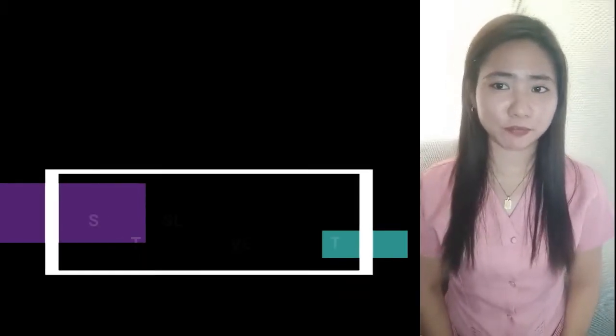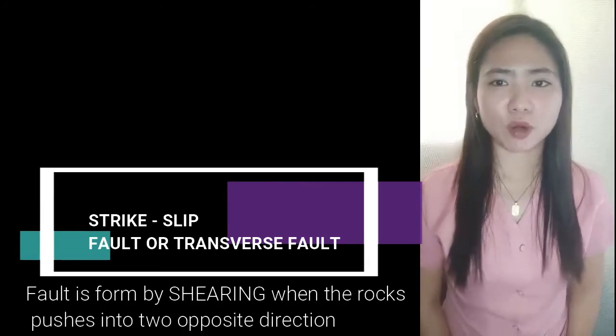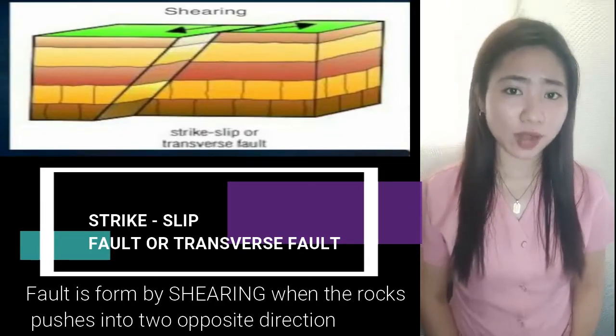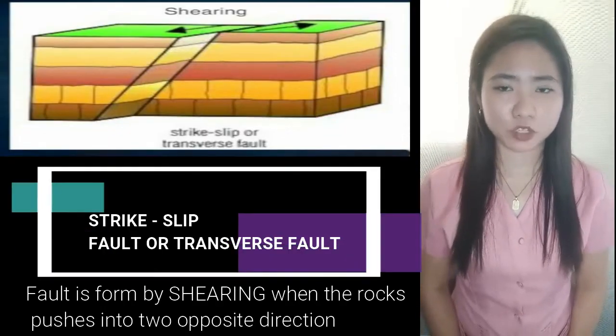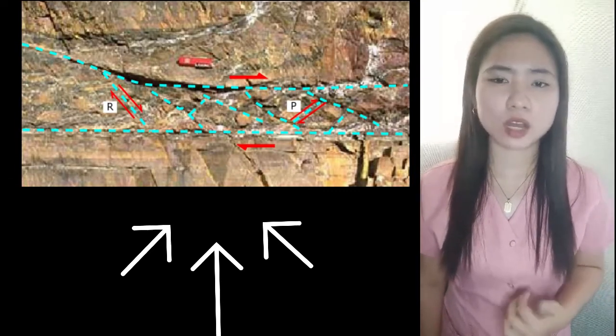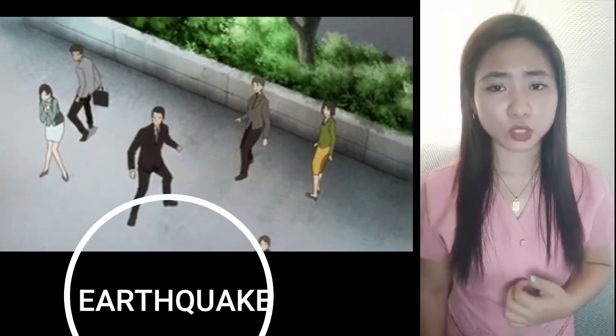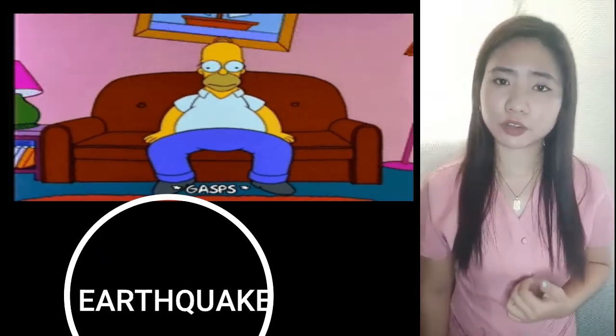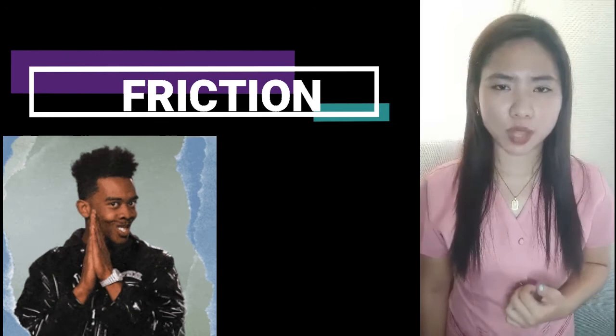And the third type is called a transverse or strike slip fault. This fault is formed by shearing when the rocks push in 2 opposite directions. This type of fault is the one that causes earthquakes. When the 2 plates move, it creates friction. That's what makes you feel the earthquake.